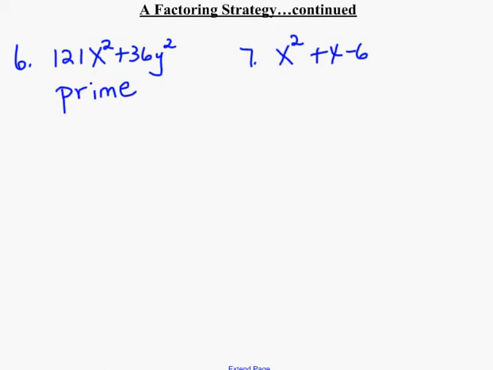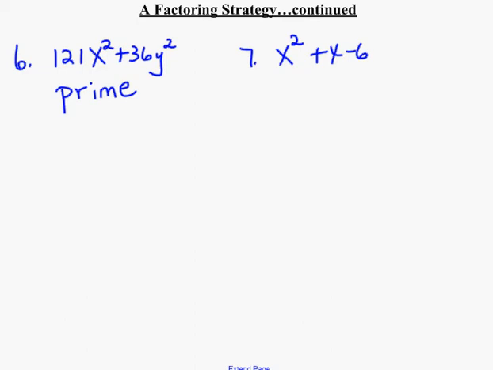Okay, looking at number 7. First question I ask myself on every factoring problem, is there a GCF? I look at x squared, x, and -6, and there is nothing in common to all those 3 terms. So again, just like number 6, there is no GCF to factor out. You're not always going to have one, but you always have to check it as a first step. So, don't have a GCF.